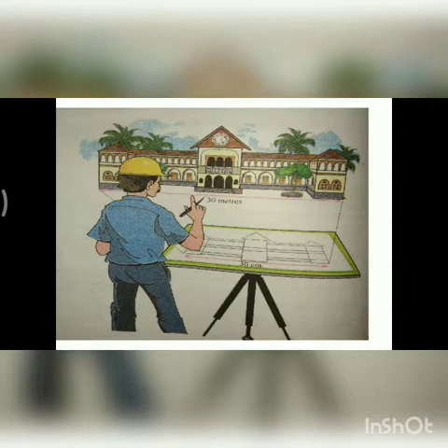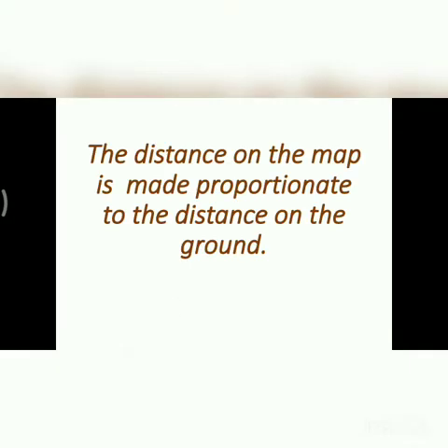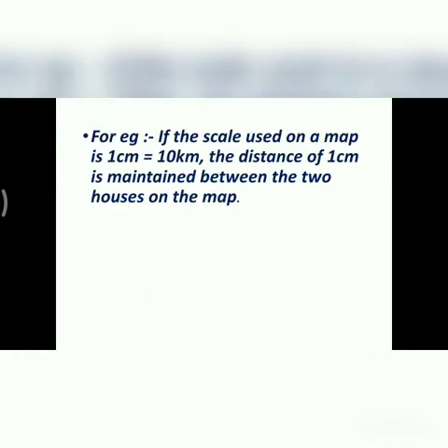So students, the distance on a map is made proportionate to the distance on the ground. For example, if the scale used on a map is 1 centimeter equal to 10 kilometers, the distance of 1 centimeter is maintained between the two houses on the map.